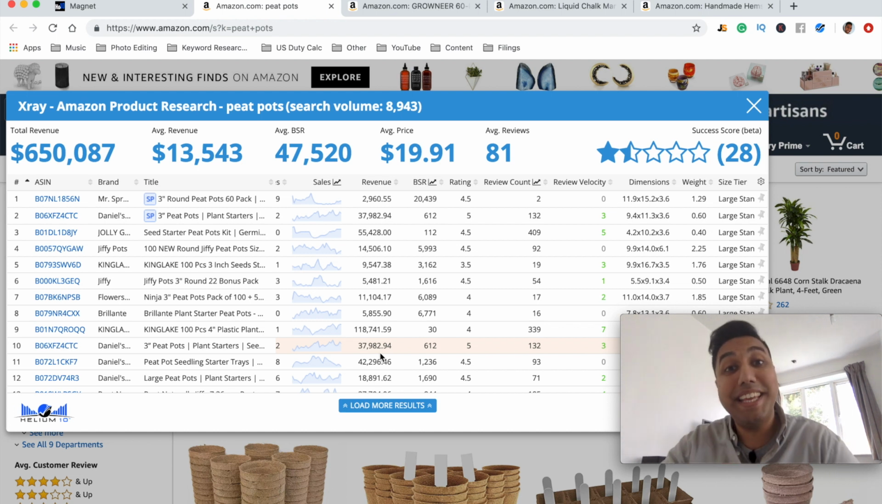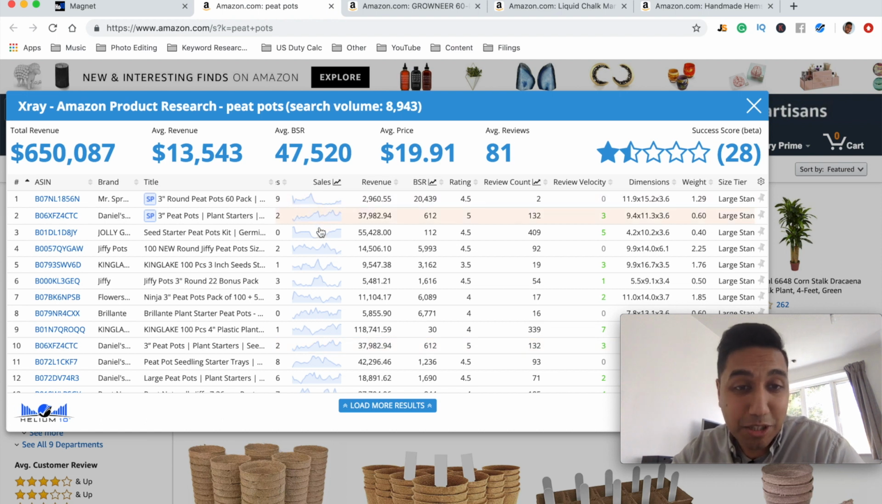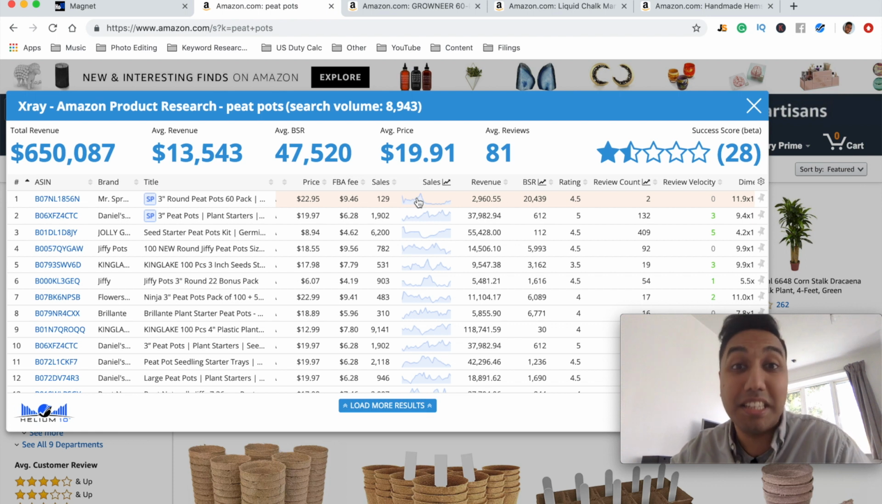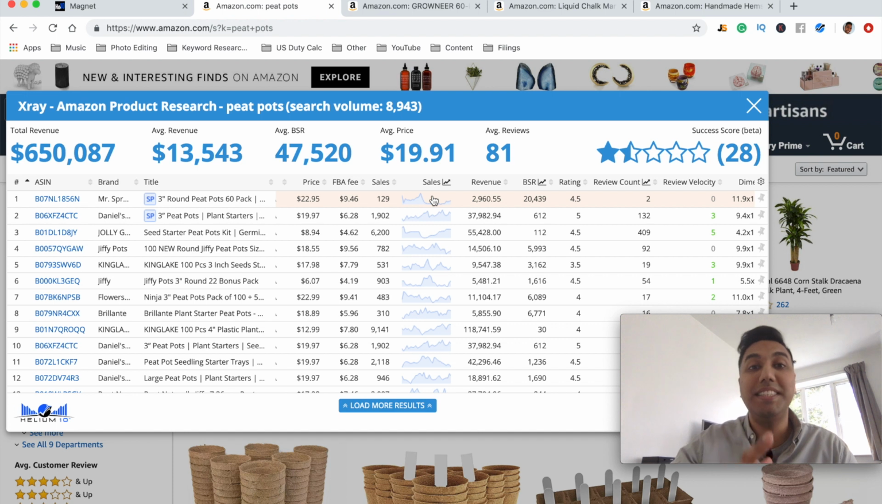Now, rule number 3 can only apply to the Helium 10 X-Ray Chrome extension. So this sales part over here, this is the trend, and you can check this across the last 30 days. This here is across the last 30 days, and you can check it across the last 90 days and 1 year, and I'm going to show you how to do that right now.